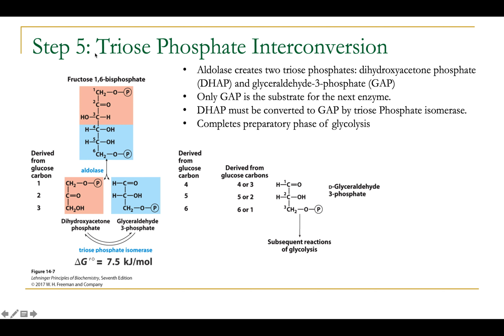Step 5 completes the preparatory phase. The output of step 5, which is utilized in the payoff phase, is glyceraldehyde 3-phosphate. The purpose of step 5 is to convert the remaining half, dihydroxyacetone phosphate, into glyceraldehyde 3-phosphate, making it suitable for the follow-up steps. This reaction is endergonic at standard conditions, so it is energetically unfavorable at standard conditions to convert dihydroxyacetone phosphate to glyceraldehyde 3-phosphate.